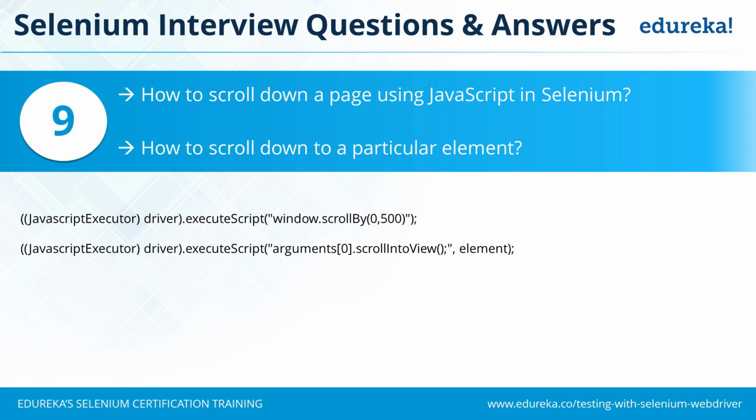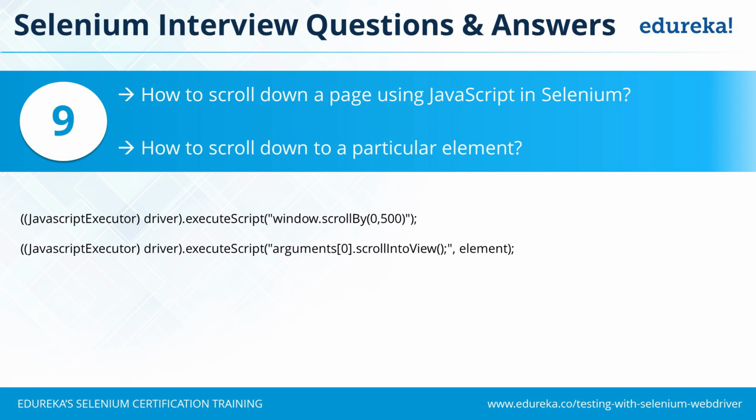The syntax is very simple: JavaScript executor driver. Instead of declaring an object of JavaScript executor, we can directly use it. So I've used it directly. Dot executeScript is one of the methods for execution of JavaScript. window.scrollBy: I want to scroll from 0 to 500 position. So what this script will do is scroll down from the 0th position to the 500 position.